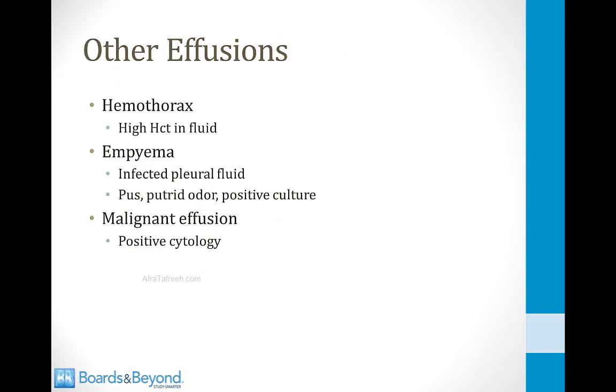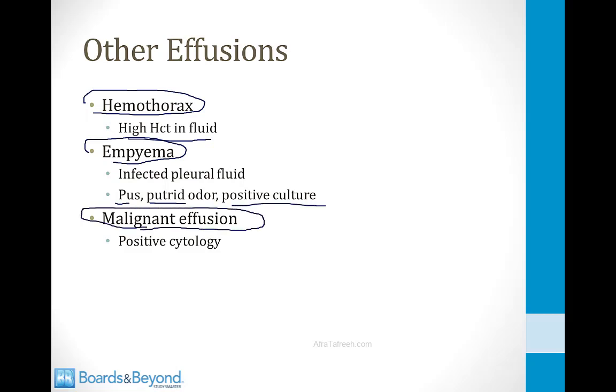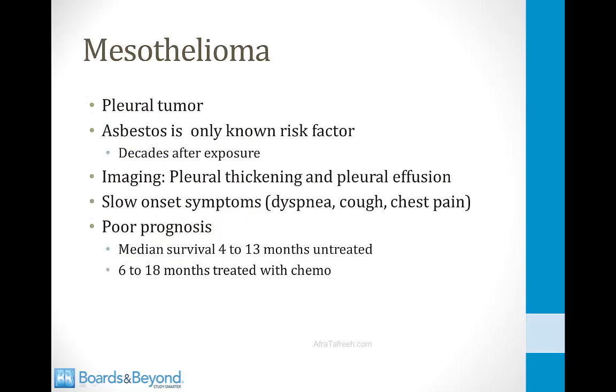Finally, you should know that there are many other types of effusions that you may hear mentioned on rounds and in the hospital. There can be a hemothorax when you have bleeding into the pleural space. These effusions have a high hematocrit, as you can imagine. You can have something called an empyema, which is where you get an infection of the pleural fluid. These effusions will have pus in them and a putrid odor, and if you send them to the lab, they'll grow out bugs. You can also have malignant effusions, which will have positive cytology. So these are usually exudative, like I said before, but when you send them to the lab, they'll find cancer cells inside the effusion.